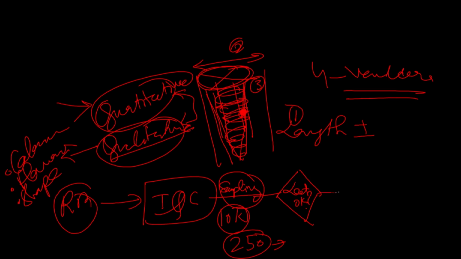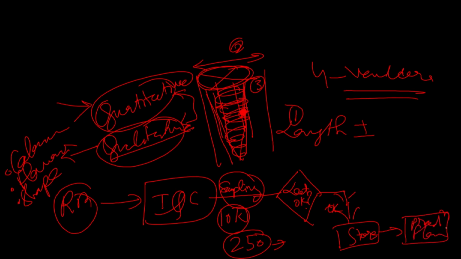If the lot is okay, what will happen? You will store it in the store department, from where it will go to the production floor, and on the production floor the production will happen and the finished goods will be delivered.